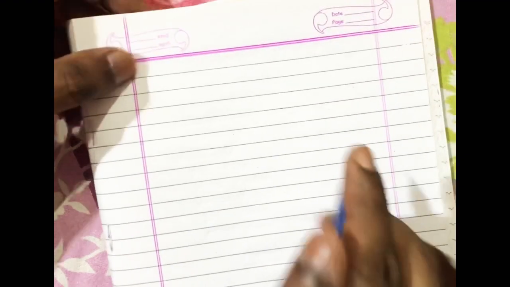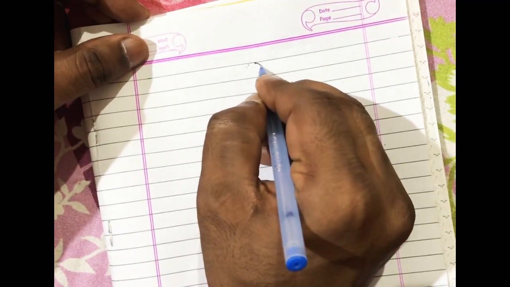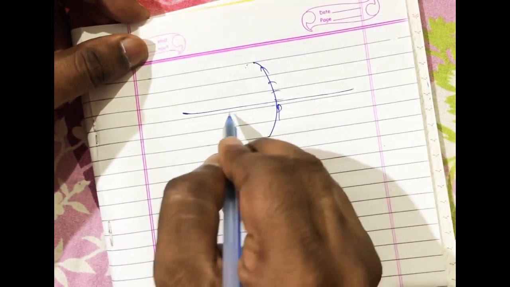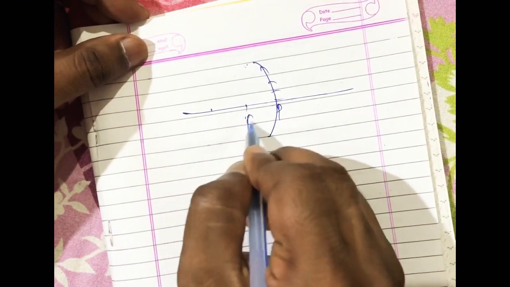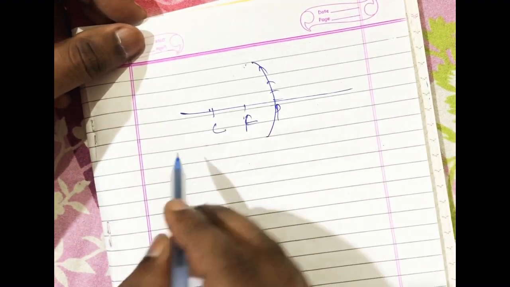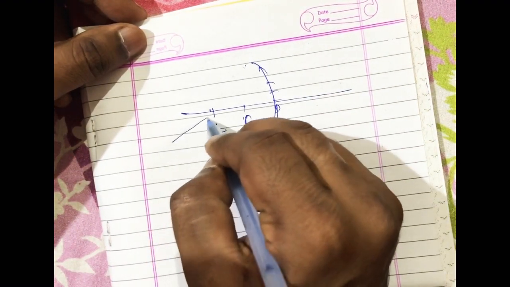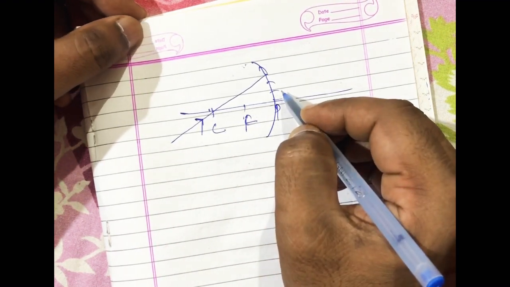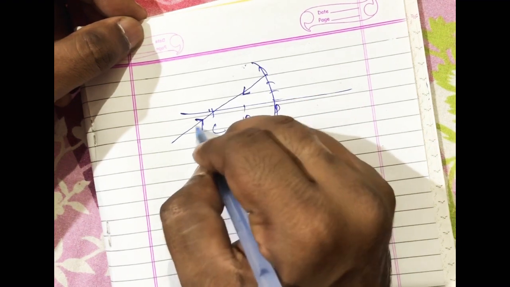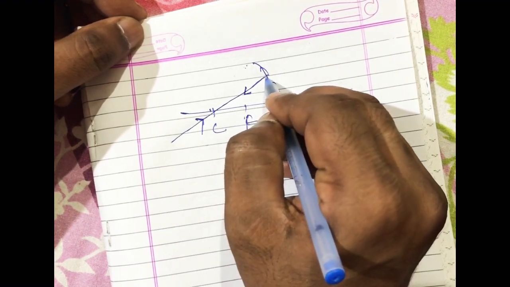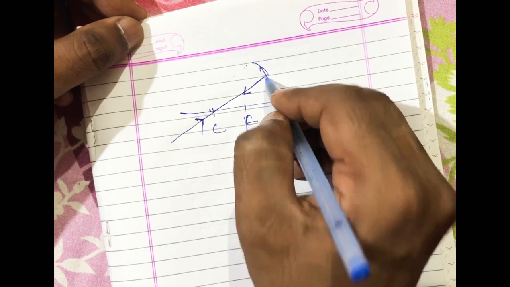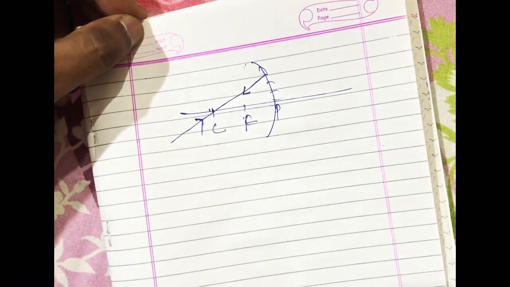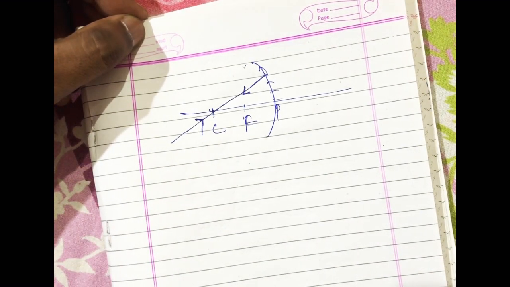And rule number 3: if the incoming light ray goes along the center of curvature, then it will be reflected back along the same path. That is, there will be no change in the path of the incident light ray after reflection when it passes through a point called the center of curvature.